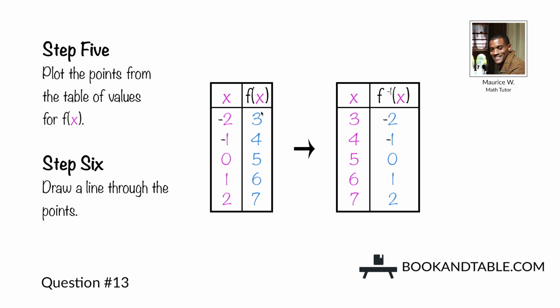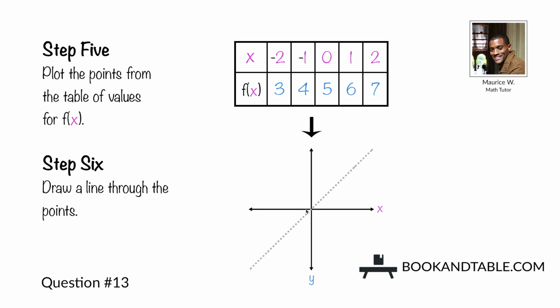So we'll start by plotting the points from the table of values for f of x. The first point is negative 2, positive 3. The second point is negative 1, positive 4. The third point is 0, 5. The fourth point is 1, 6. And the fifth point is 2, 7. And now with these points, we can sketch f of x by drawing a line through these points. So this is f of x.